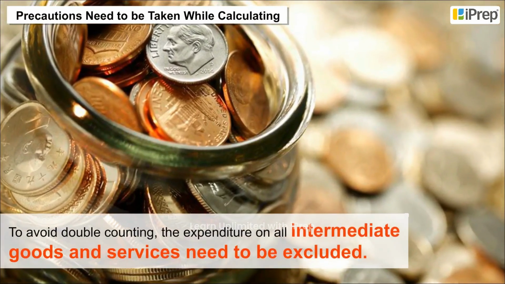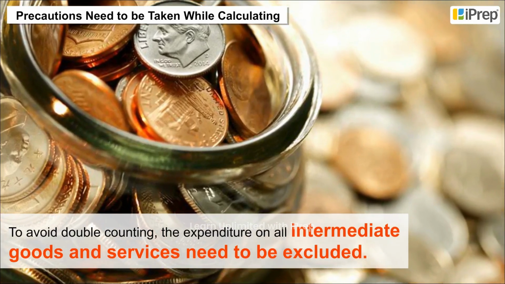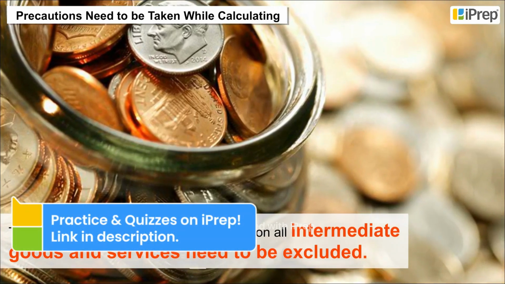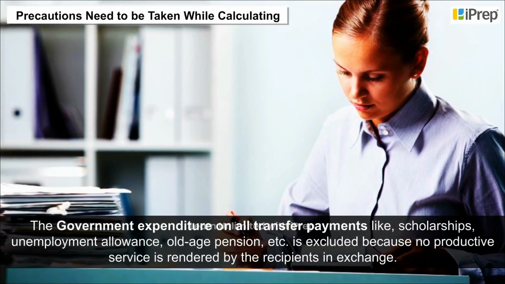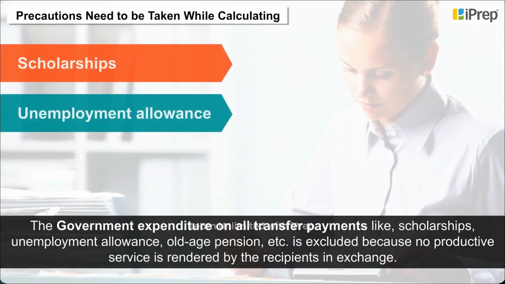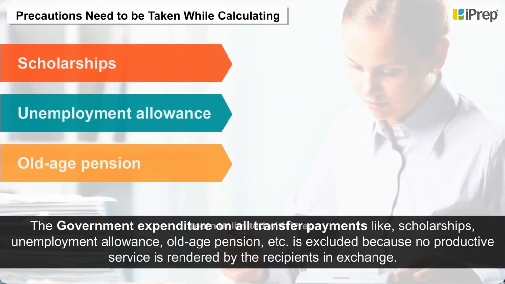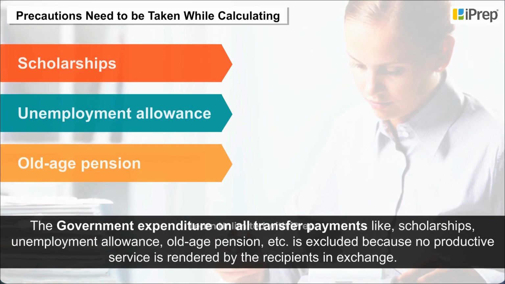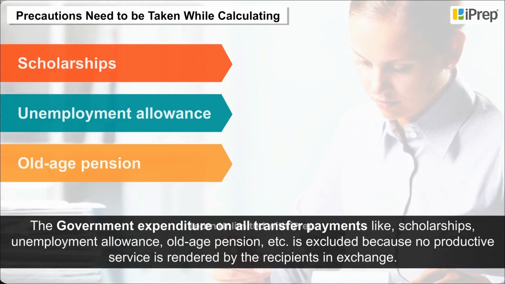To avoid double counting, the expenditure on all intermediate goods and services needs to be excluded. Secondly, the government expenditure on all transfer payments like scholarships, unemployment allowance, old age pension, etc. is excluded because no productive service is rendered by the recipients in exchange.